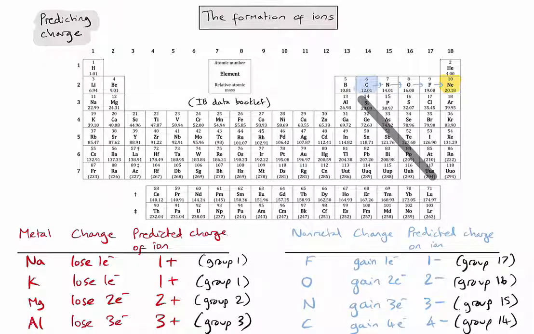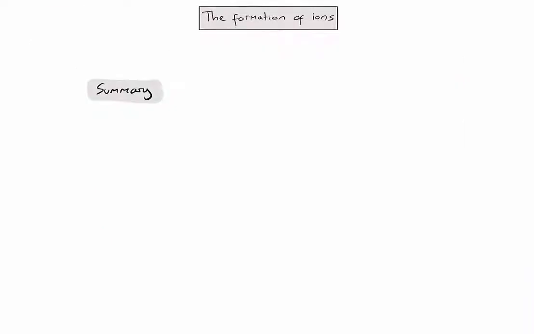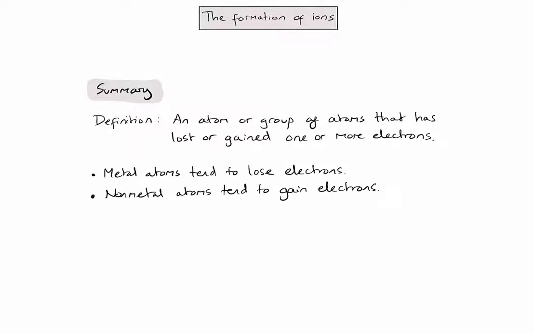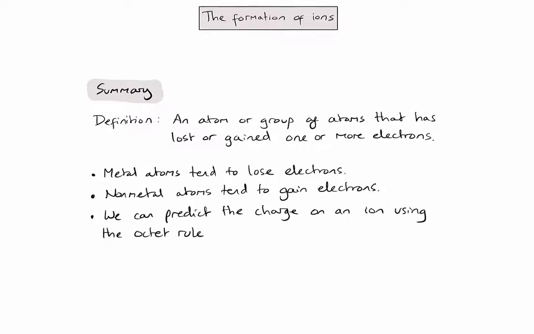Let's now try and summarise the key points from this video. Firstly, an ion is an atom or sometimes a group of atoms that has lost or gained 1 or more electrons. We need to know that metal atoms tend to lose electrons, non-metal atoms tend to gain electrons, and we can predict the specific charge on any given ion using the octet rule. And as a final note, for information on polyatomic ions, you'll want to see the separate cohesive chemistry video.